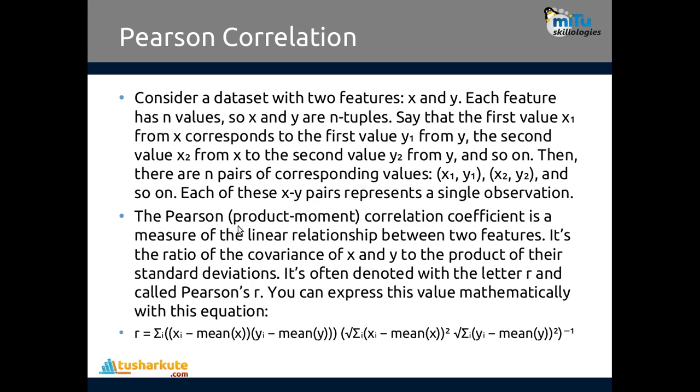So Pearson correlation, the Pearson product moment correlation, is a coefficient, a measure of linear relationship between the two features. It's the ratio of the covariance of X and Y to the product of their standard deviations. It's often denoted with the letter R and called Pearson's R. We can express this value mathematically with the equation. Check out the equation. With the help of this equation, this R is calculated.